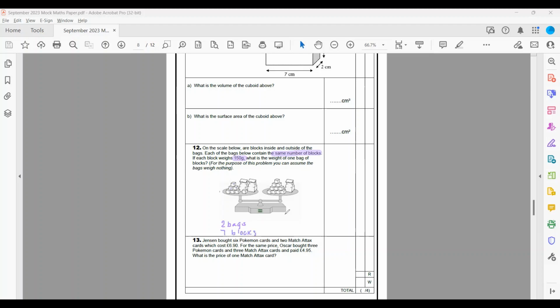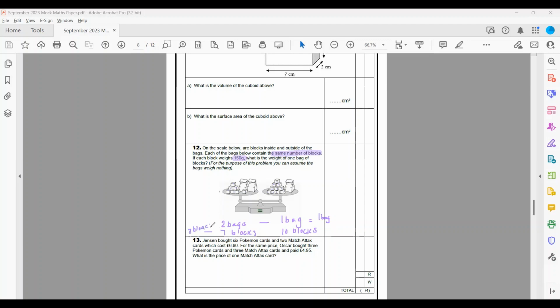And on this side, I have one bag and 1, 2, 3, 4, 5, 6, 7, 8, 9, 10 blocks. So the difference between this side and this side is equal: two bags take away one bag will equal one bag. And going this way, 10 blocks take away 7 blocks will be 3 blocks.